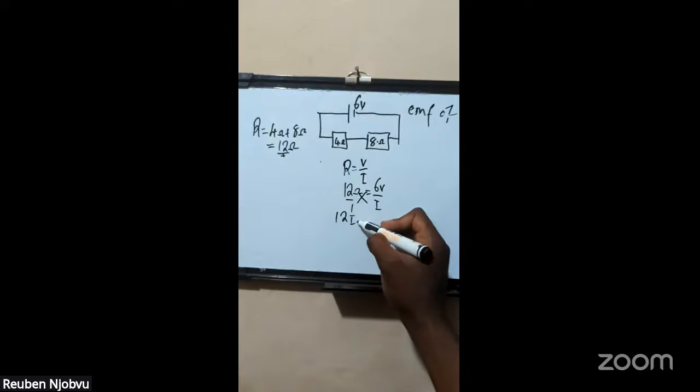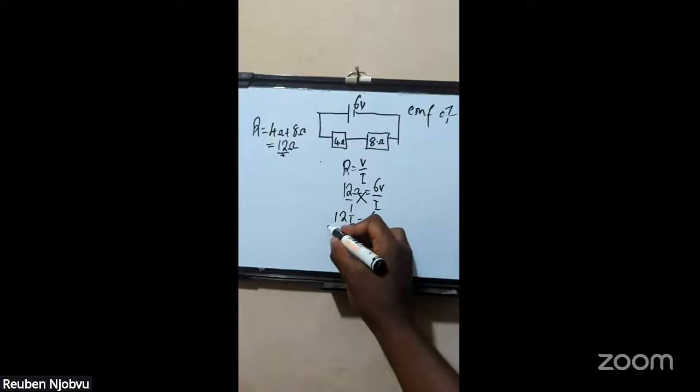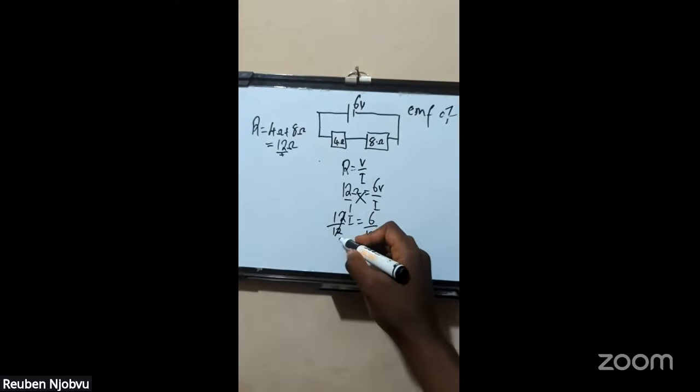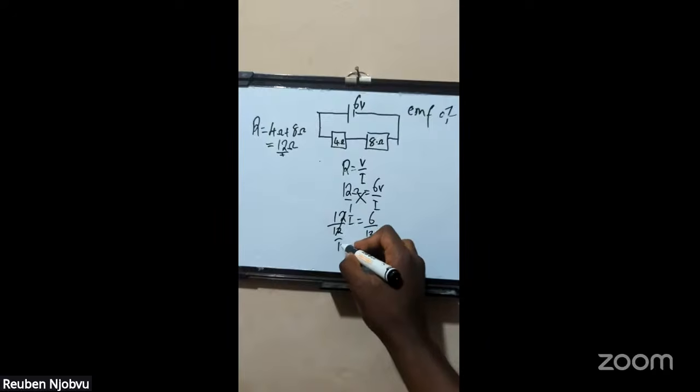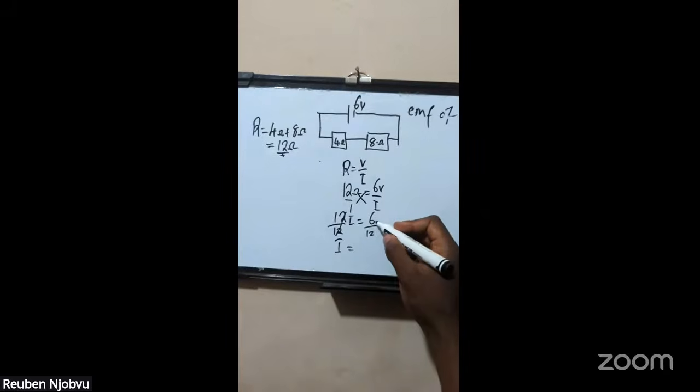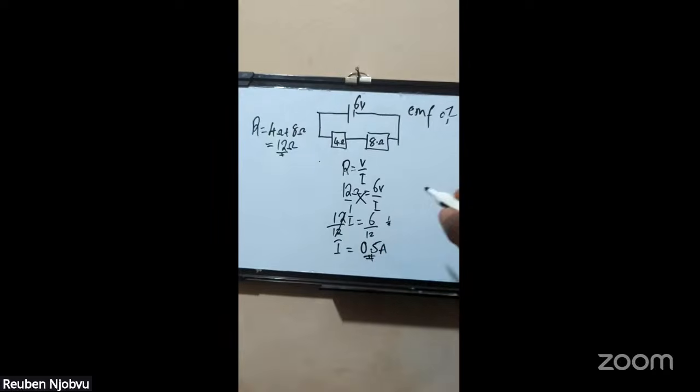So at this point, you cross multiply. It will be 12I equals 6. So you divide both sides by 12. You say our current is equal to 6 over 12. What's your final answer here? You have to write your answer in decimals, not in fractions. This is electricity. You are not going to say half, 1 over 2. You just say 0.5 amps. That's the current here.